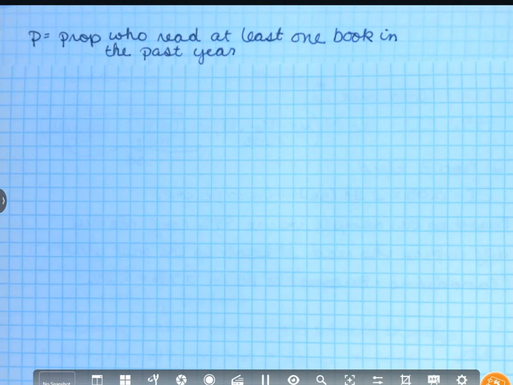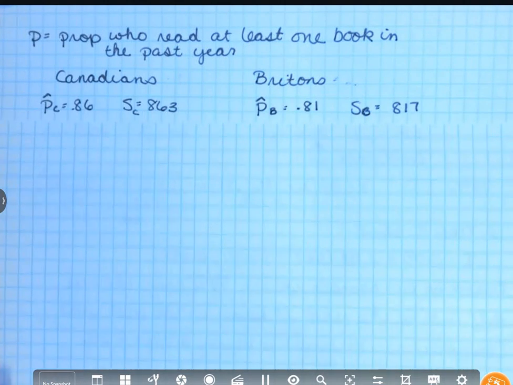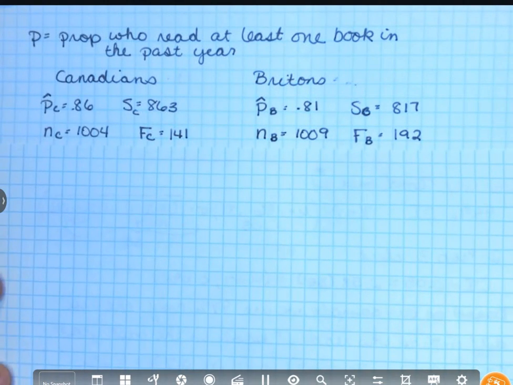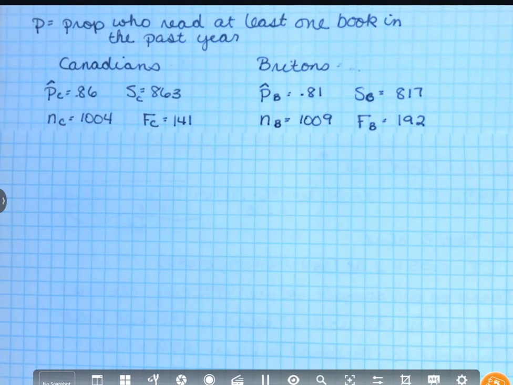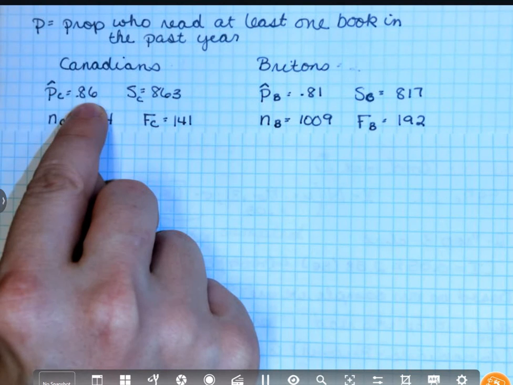So once I've listed P, what should I do next? Before I do that, I go with my groups and I state what I have. For this problem, my groups are the Canadians and the Britons. And I go a little bit further when I'm talking about 2 groups because I know that I want to look at the success failures. You'll see here, they gave me in the problem that P hat for Canadians was 0.86.